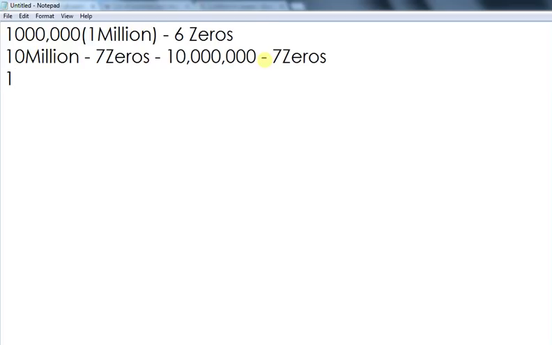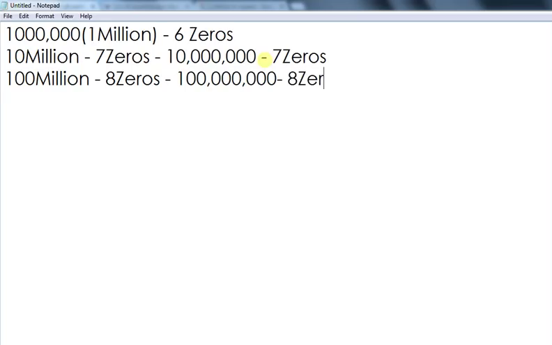Okay, let's go to 100,000,000. 100,000,000 has 8 zeros. And yes, you're right, it's 100 into a million. Seems pretty easy now for you to count this one, right? So it's 8 zeros.